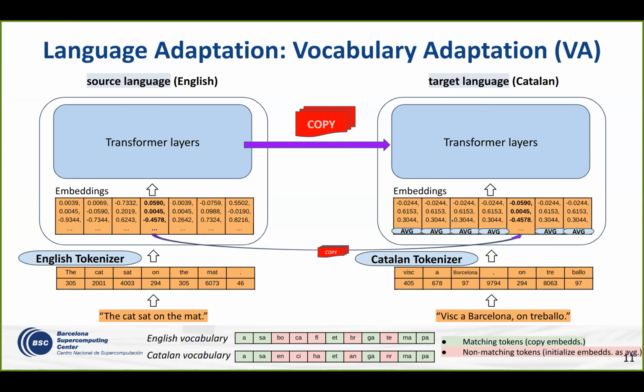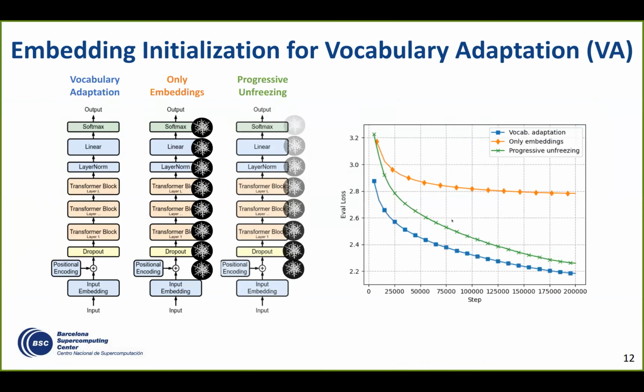This allows us to leverage the embeddings of the matching tokens, but what happens with the other ones, the non-matching ones? We have just these average embeddings that have never been trained. Is there something that we can do to train them before the training of the full model, or must we just start the full training?